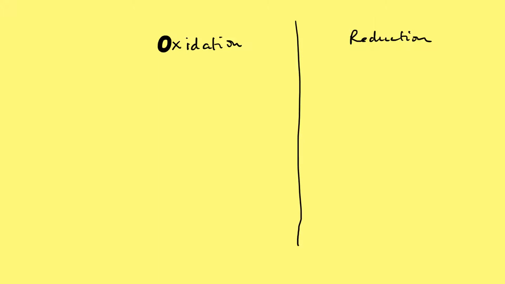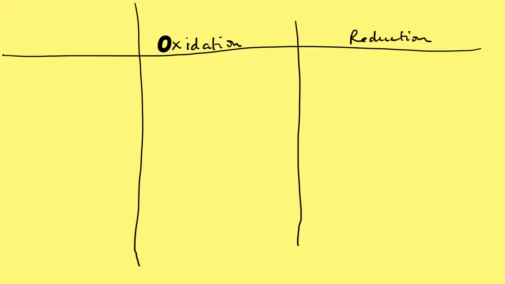We can create a table where we have oxidation and reduction as two columns. So we can make a table like that, and first of all we can think about in terms of oxygen. So if we were to add an oxygen atom to a molecule, then it's pretty certain that that molecule would get oxidized.